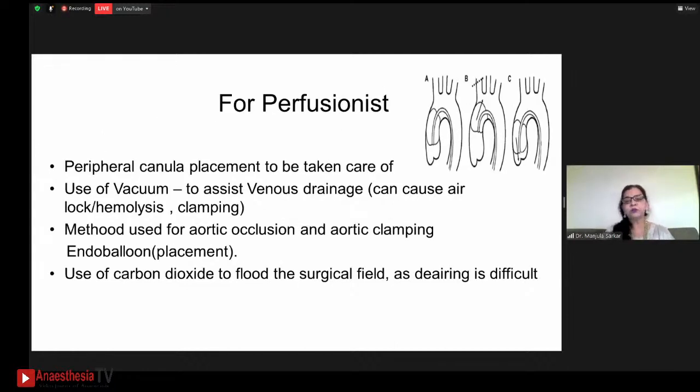For the perfusionist, points to remember are: peripheral cannula placement has to be taken care of, as it can be displaced. Use of vacuum to assist venous drainage can cause airlock, hemolysis, and clamping. Consider the method used for aortic occlusion and clamping: endo balloon placement might hamper the cerebral oxygen saturation or coronary circulation. Use carbon dioxide to flood the surgical field, as de-airing is difficult in this kind of scenario.